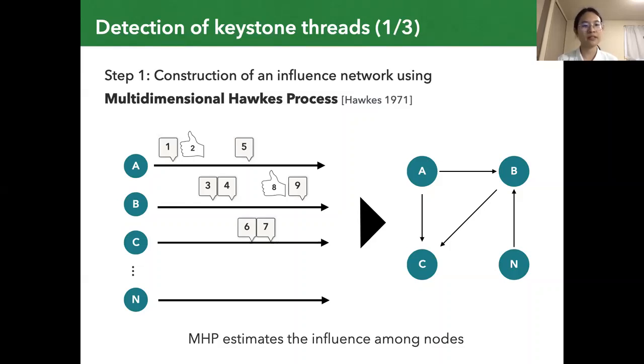This MHP is a mutually exciting point process, which can estimate degrees of influence on the node itself and between nodes based on activity sequence data. By using MHP, we can estimate the influence between 2 nodes and construct an influence network like the right figure.